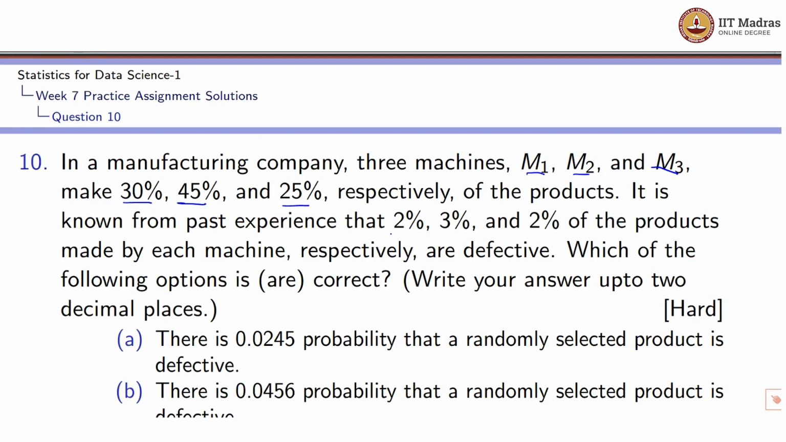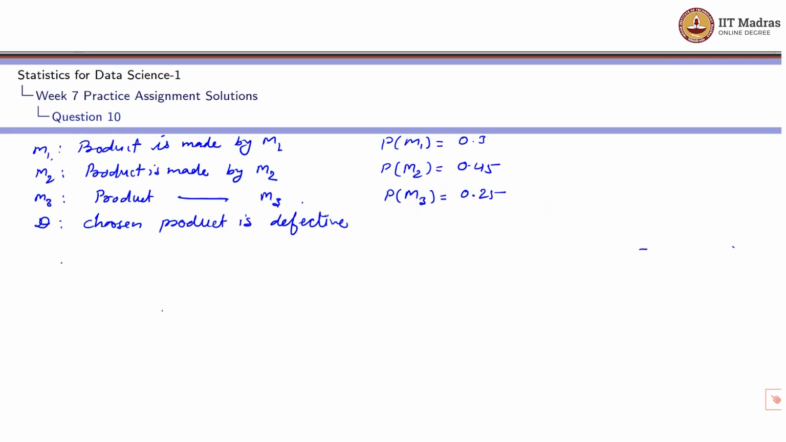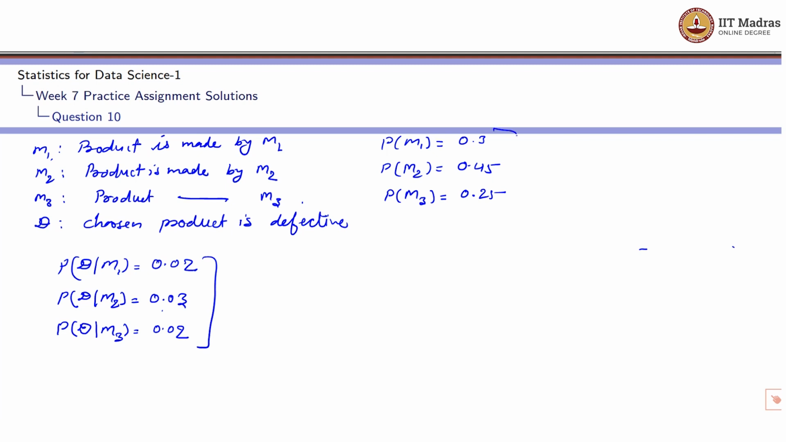And also it is given that 2%, 3% and 2% of the product made by the machines M1, M2 and M3 are defective. So it means that the probability that the product is defective, given that it is made by M1, is 2%, that is 0.02. The probability that the product is defective, given that it is made by M2, is 0.03. And the probability that the chosen product is defective, given that it is made by M3, is 0.02. So this information is given to me.